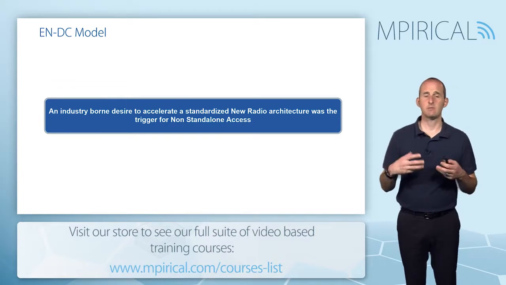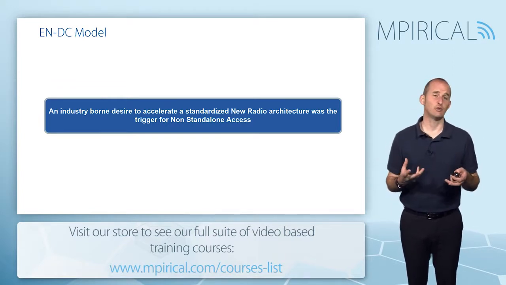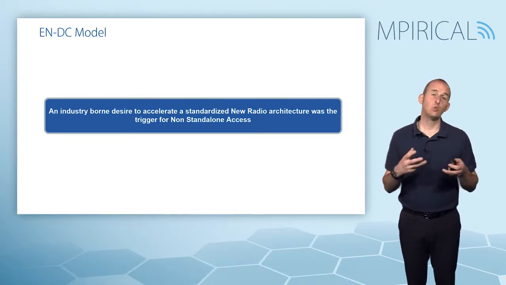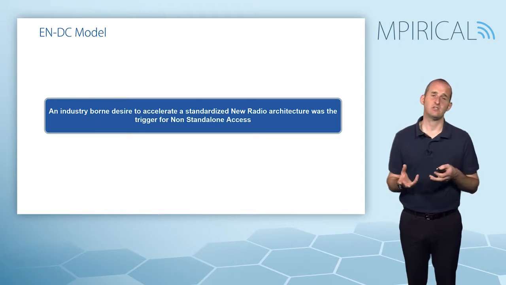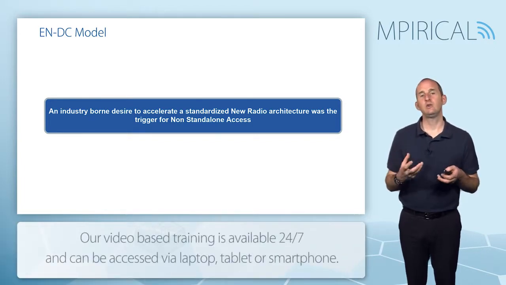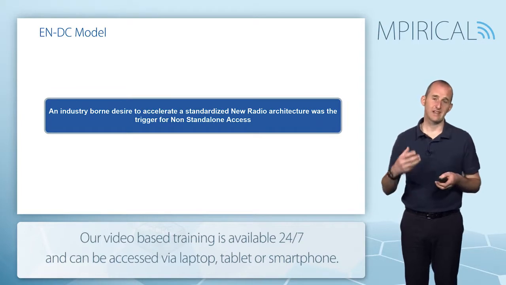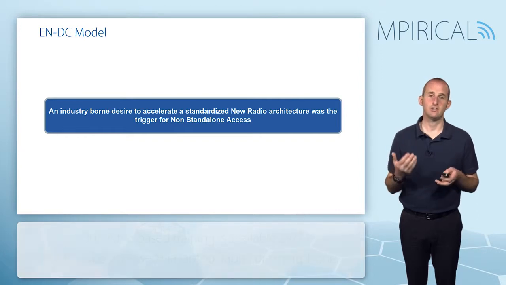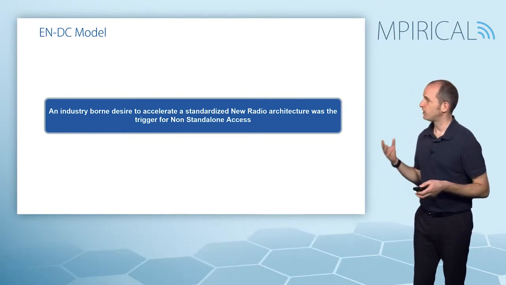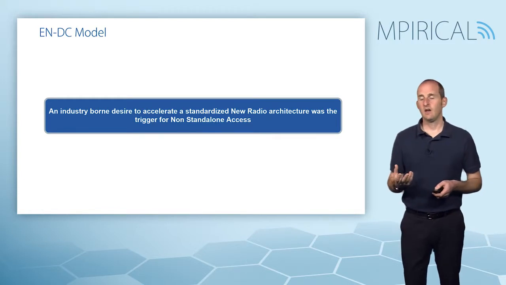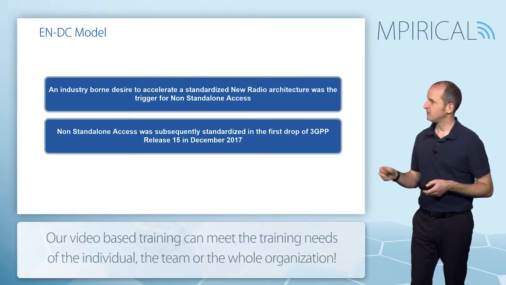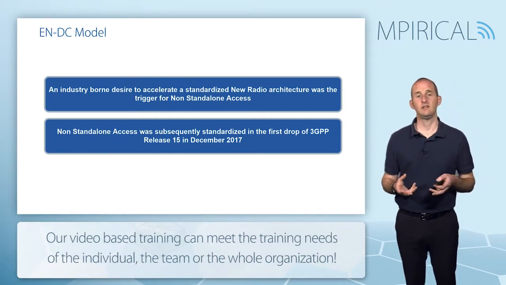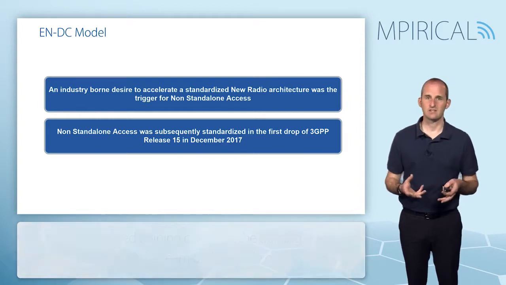Non-standalone access actually came about because of an industry-born desire really to get to 5G deployment sooner. So the anticipation was maybe 2020 that the earliest 5G networks would be about. But the industry really wanted the 3GPP to come up with a standardized 5G offering, which meant they could effectively roll out 5G sooner. And the solution was non-standalone access. And in terms of a timescale, you can see that NSA was subsequently standardized in the first drop of Release 15 back in December 2017.